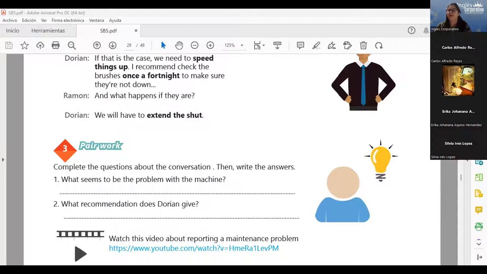Okay. So when you say extend the shot, we were saying it is to extend the time of not working, right? The pause for not working because of the problem will have to be extended.